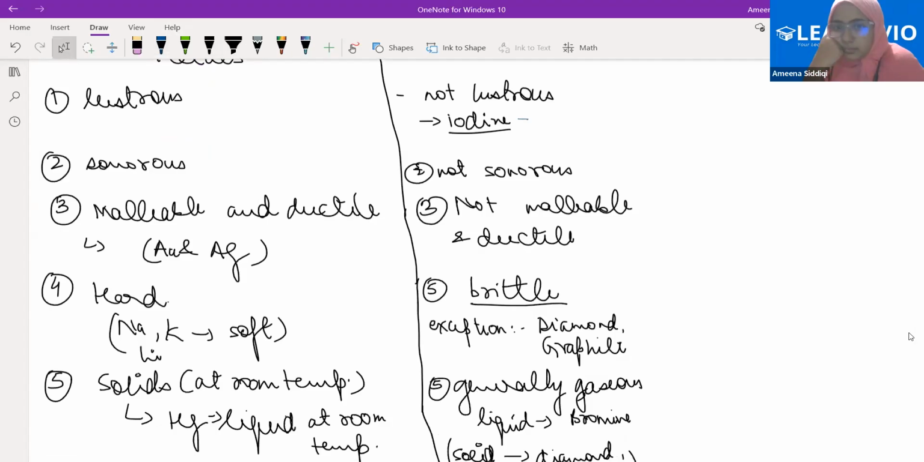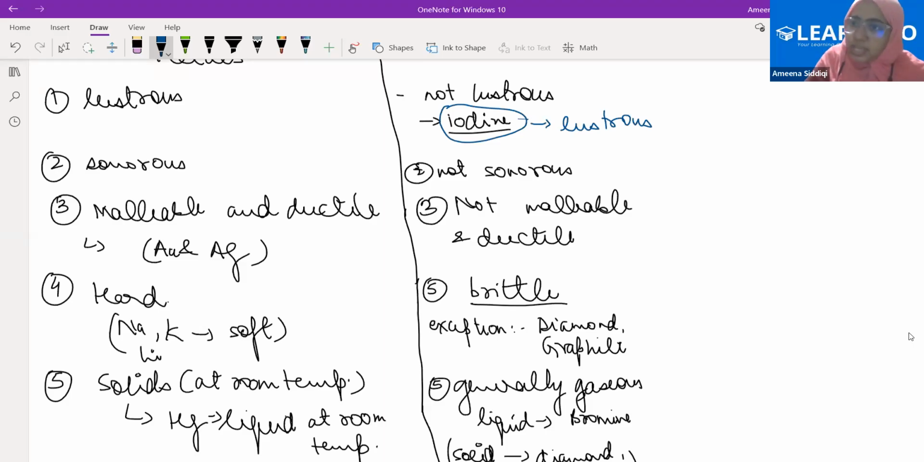Iodine is the exception, as it is lustrous. Then, the second point is that metals have the property of being sonorous.